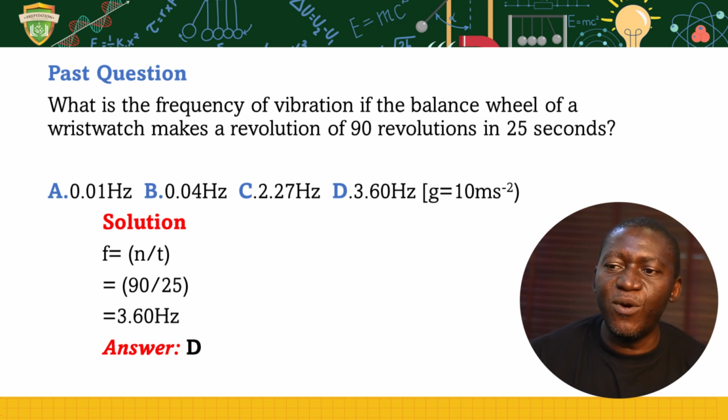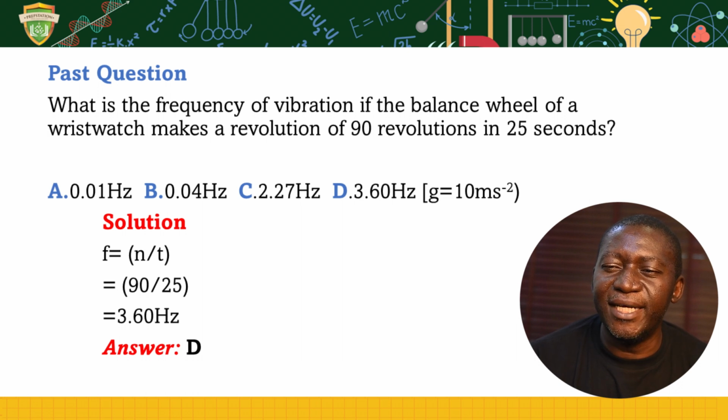Now, what is the frequency of vibration if the balance wheel of a wristwatch makes 90 revolutions in 25 seconds? The first option there says 0.1 hertz, B says 0.04 hertz, C says 2.27 hertz, while D says 3.60 hertz.